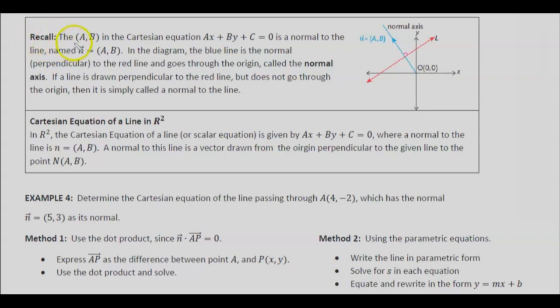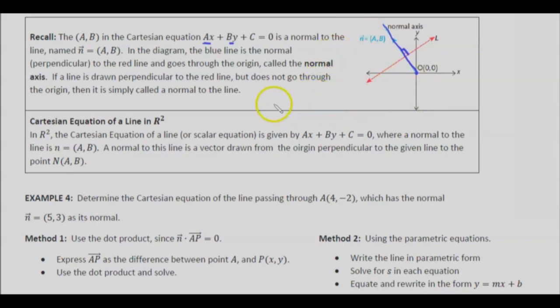Okay, so let's recall the a and b in the Cartesian equation, ax plus by plus c. This a and b is a normal to the line, and we name it vector n for the normal. So vector n equals (a, b). In this diagram, the blue line, which is right here, is the normal because it's perpendicular to that red line. And the normal goes through the origin. This is called the normal axis.